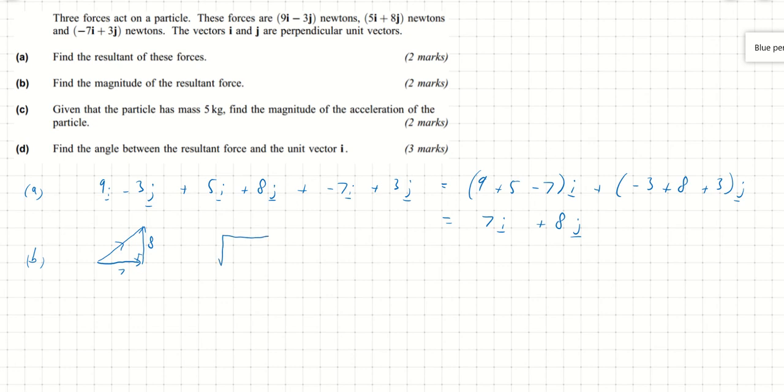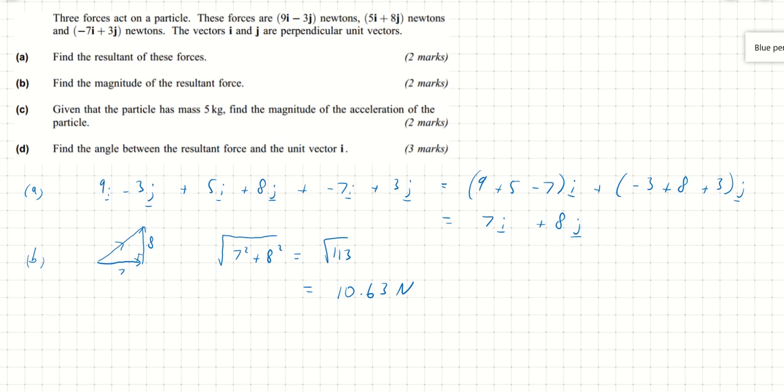We need the square root of 7 squared plus 8 squared, which is the square root of 113, which is 10.63 newtons to 2 decimal places, if we want to do it that way. Okay, so that's the magnitude of the force.